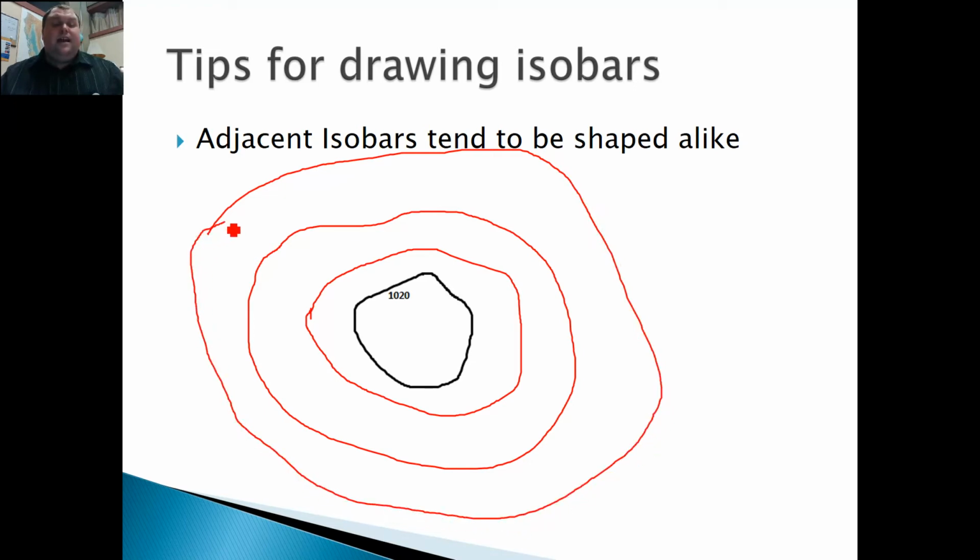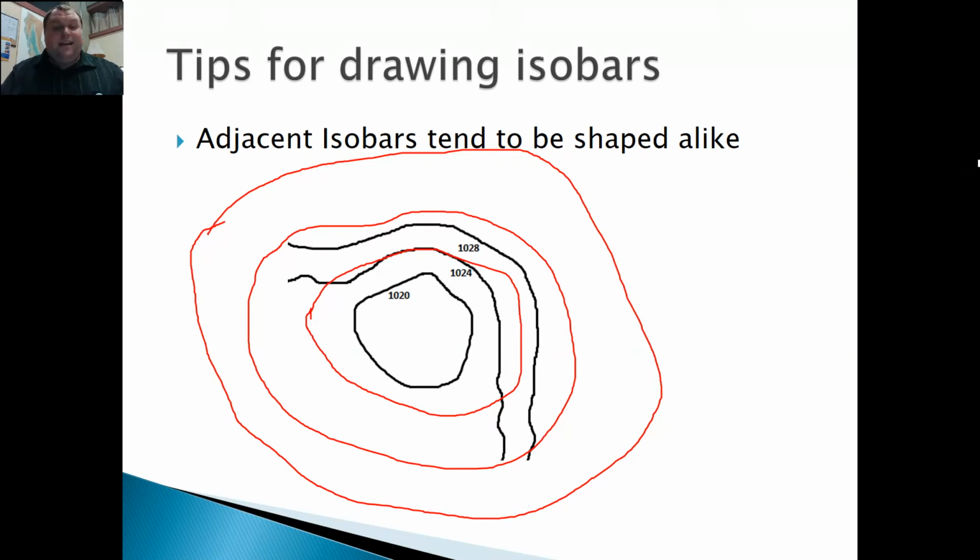And when you actually take a look, you can see that, yeah, you end up getting very similar shapes to that initial isobar. So when you're drawing the next isobar, if you're ending up drawing something that is wildly different, then you're doing something wrong.